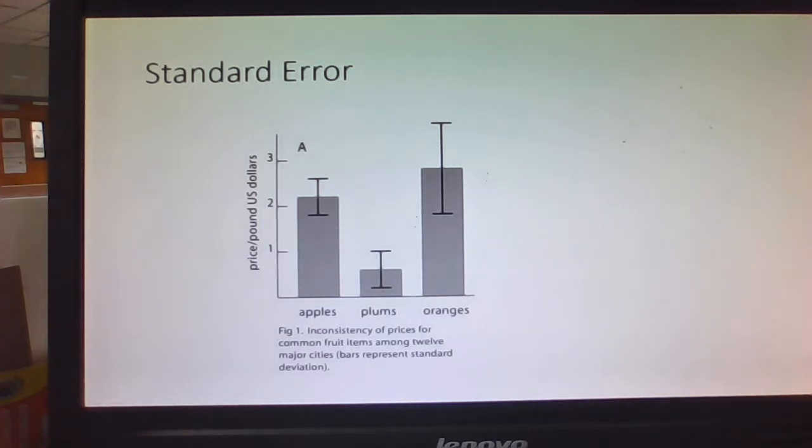Although plums have a small standard error bar, whoops, where's my cursor? There it is. Although plums have a small standard error bar, it's still a big difference, especially depending on the mean here. So their mean, the average price of a plum is 50 cents. But this is saying that you could be paying anywhere from 25 cents to $1 per plum. That's a pretty big difference.